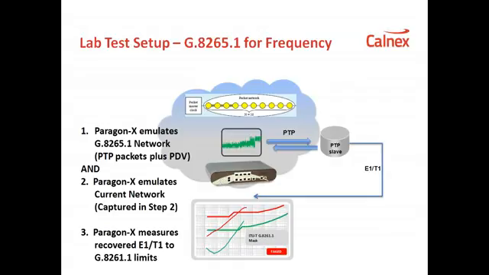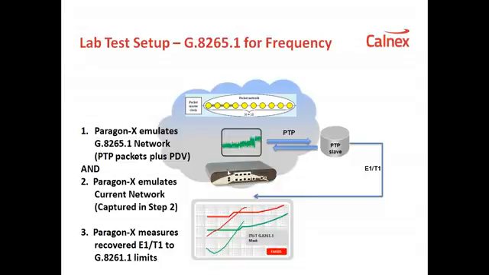So what do you do? Well, fundamentally what you do is you emulate the network. You emulate the network and you test the slave. So the Paragon X product from Calnex emulates the packet network, and it can emulate the G8265.1 network for frequency, or it can also emulate your current network. Remember, you have captured this in step 2. You've characterized your current network, and we can replay that exact profile back in the lab using the Calnex Paragon X. You would then play that profile into the slave and measure the recovered clock.